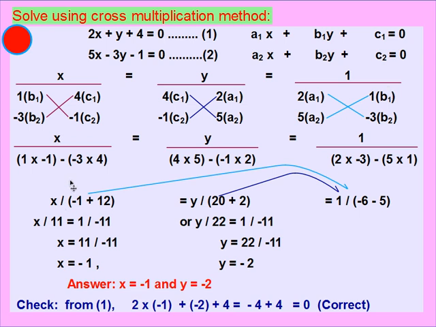So we get x upon minus 1 plus 12, because it is minus 2 times. When it comes an even number of times we make it plus, odd times we make it negative. Here even times are plus. So 20 plus 2. Here minus 6 minus 5. So x upon 11, and I equate it to 1 upon minus 11. So x upon 11 is 1 upon minus 11, so x is equal to 11 upon minus 11, which gives x is equal to minus 1.